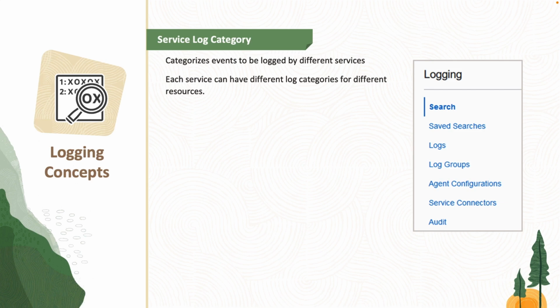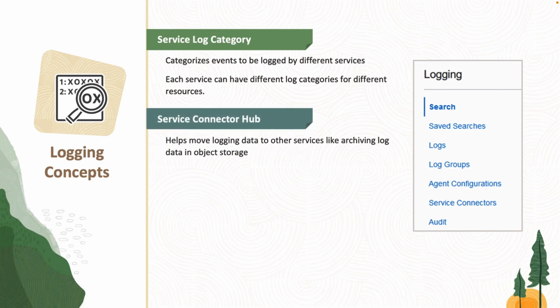The log categories for one service are independent, which means they have no relation to the log categories of another service. The Service Connector Hub is a feature that allows you to move logging data to other services in Oracle Cloud Infrastructure. For example, you can use the hub to move the log data to monitoring and set up an alarm, or send log data into databases or object storage for archive purposes.